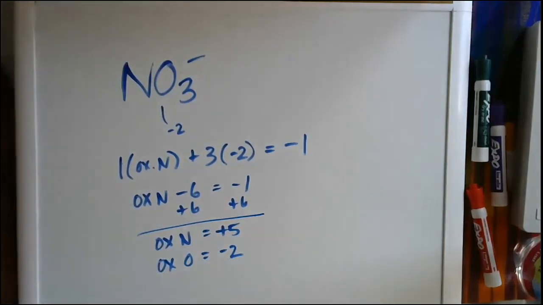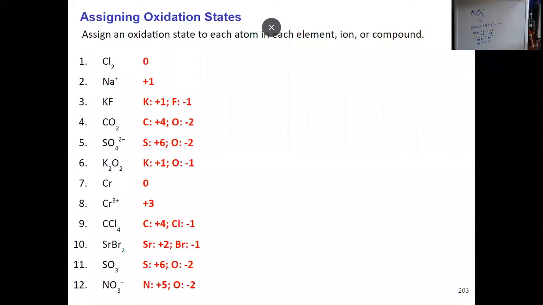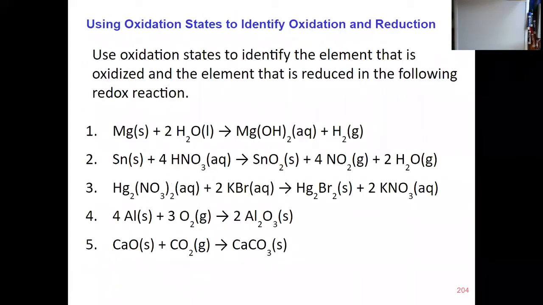Okay? All right, so now when we go back, we can see all the answers there. Hopefully it makes sense to you how we got them. So now we're going to go one step further with this. We're going to use oxidation states to actually identify redox reactions, okay?